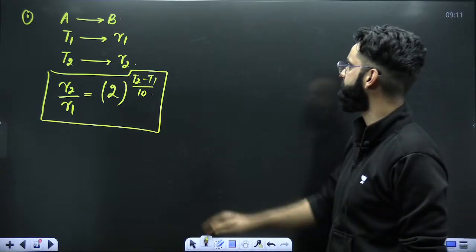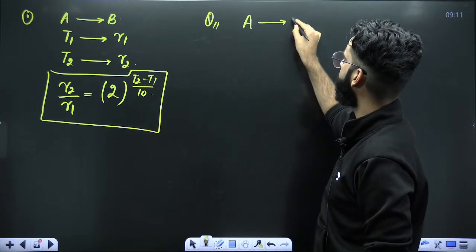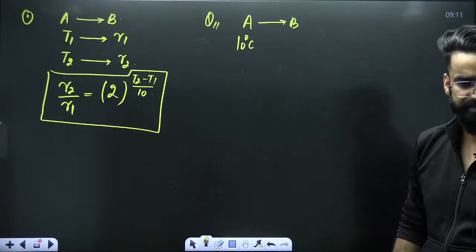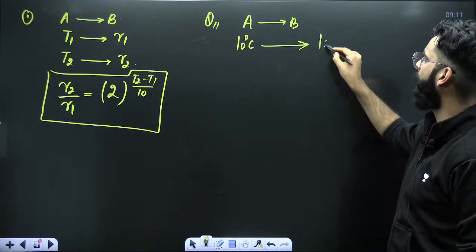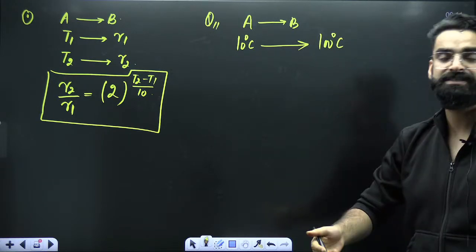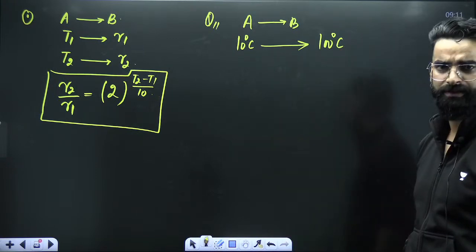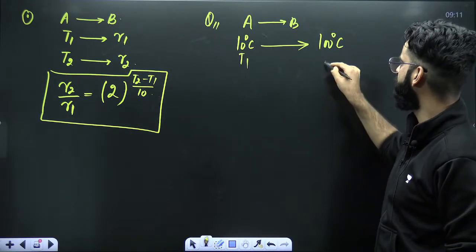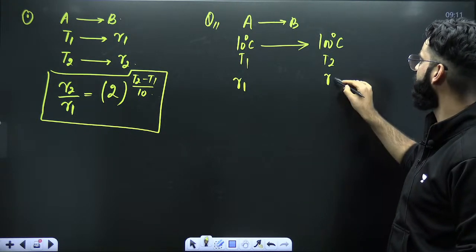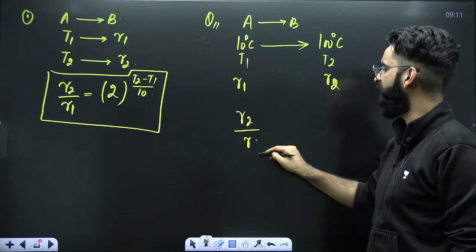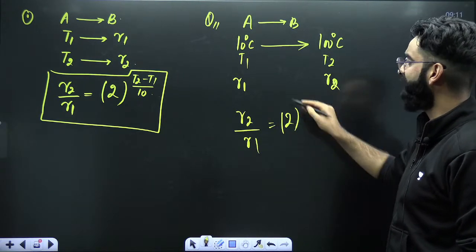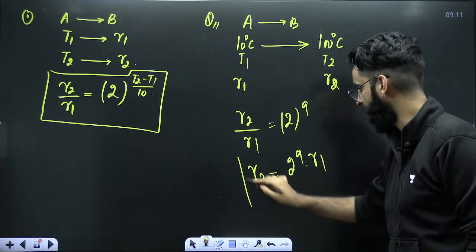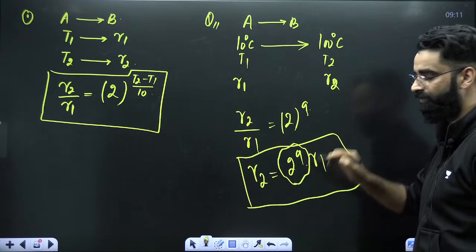For example, I'm giving you a question like this. Let's say the reaction is A gives B. The temperature of the reaction is 10 degrees centigrade. Now you are increasing the temperature from 10 degrees to 100 degrees centigrade. I'm asking you how many times the rate of reaction has increased. On increasing the temperature, the rate constant increases, and eventually the rate of reaction increases. So this is temperature T1, this is temperature T2. At T1 the rate was R1, at T2 the rate is R2. So R2 divided by R1 is equal to 2 raised to the power T2 minus T1, that's 90. 90 divided by 10 is 9. So the new rate of the reaction will be 2 raised to the power 9 times the earlier rate of the reaction.